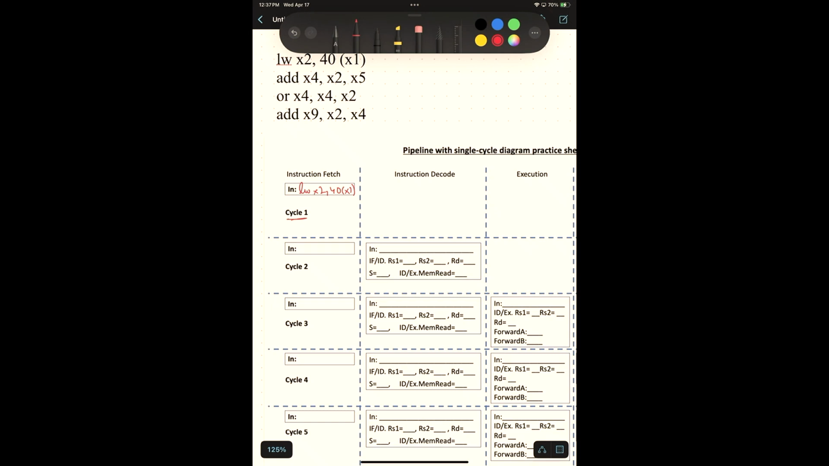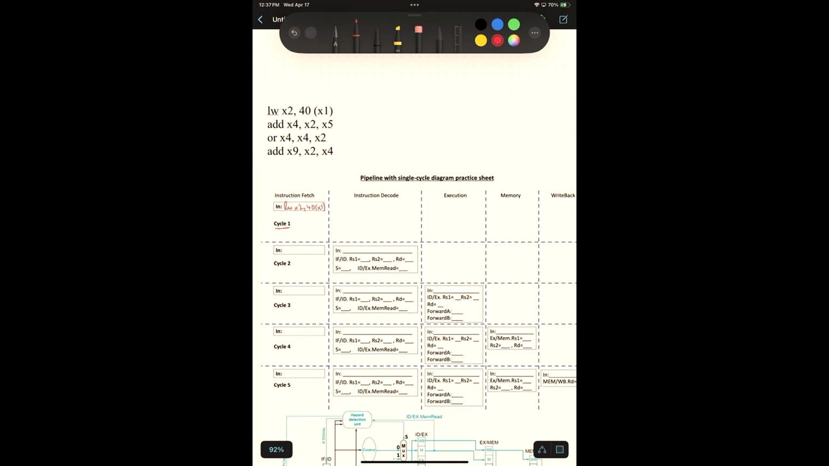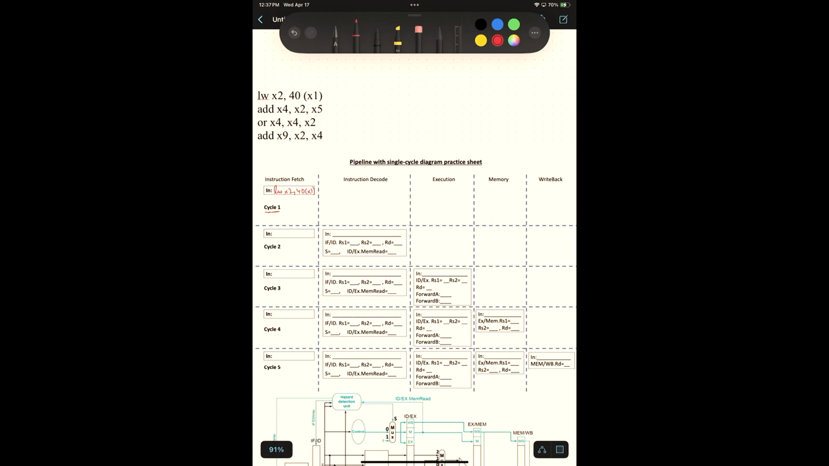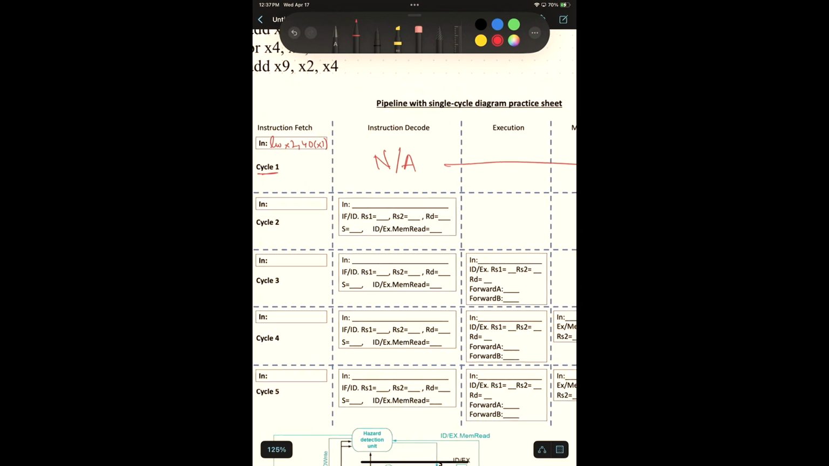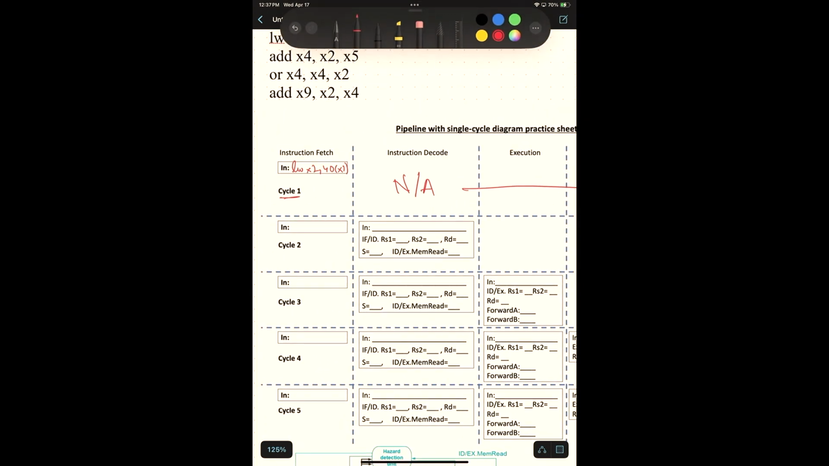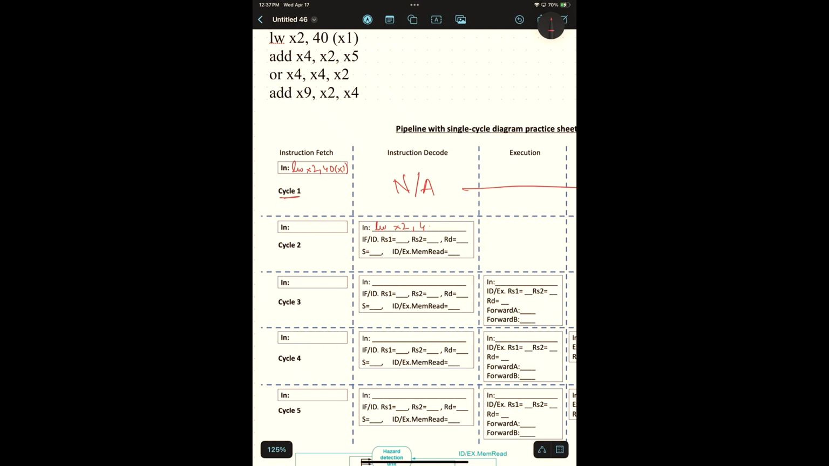What are the instructions in the next 4 phases? There is nothing initially, so you can just simply write not applicable and line it out. Next, in the next clock cycle, the LW instruction will reach this stage, which is LW x2 40 x1, and in cycle number 2, in the instruction fetch phase, it will be the next instruction, which is add x4, x2, and x5.